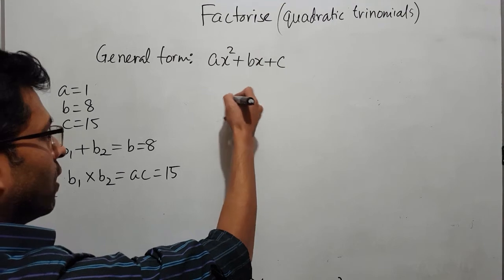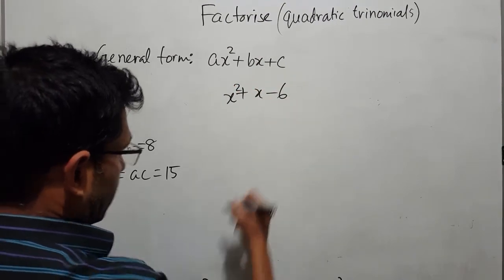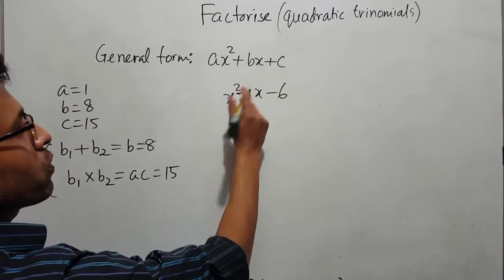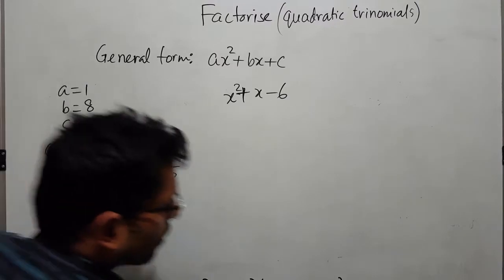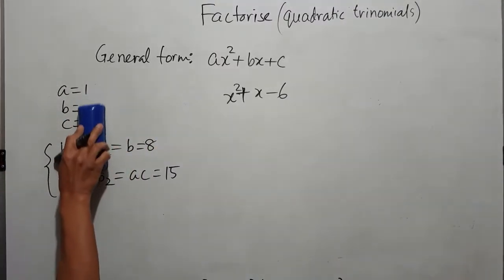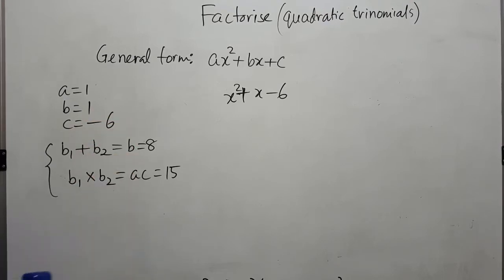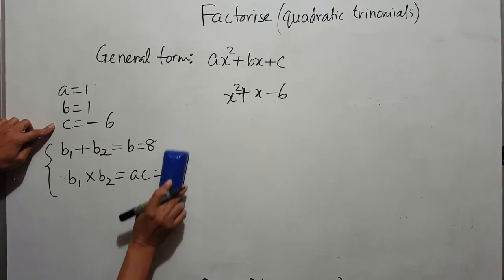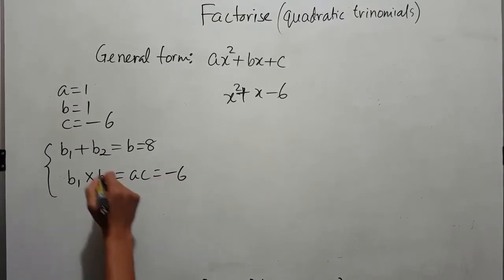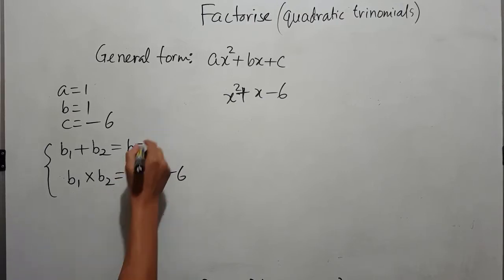So let's say we have x squared plus x minus 6. Obviously you can see that we have x squared plus x, we have a equal to 1 in this case. We can change it if you want. So in this case a equal to 1, b is 1 and c is minus 6. So when you are multiplying a and c it should be minus 6, and then b, when you are adding, it should be 1 in this case.